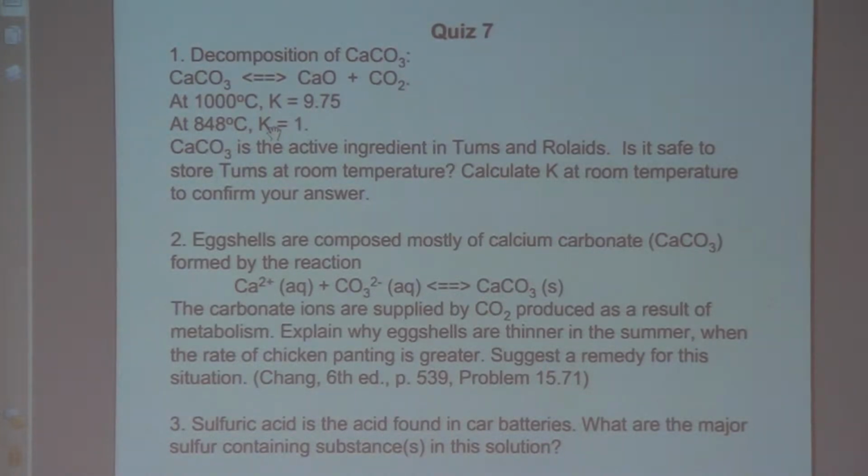Yes, note here the equilibrium constant is 1. So based on these two temperatures and equilibrium constants, is the decomposition of calcium carbonate endothermic or exothermic? And why endothermic?